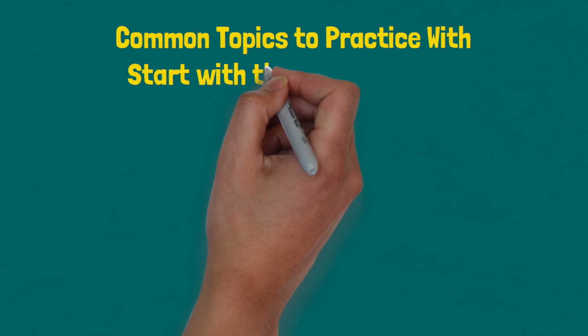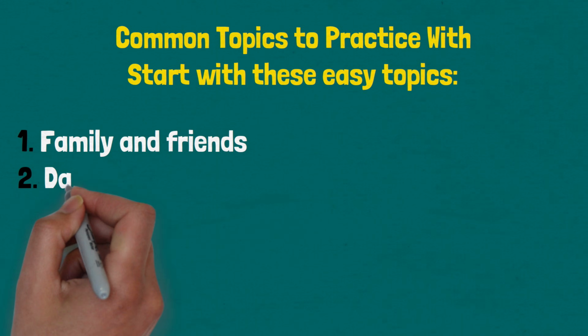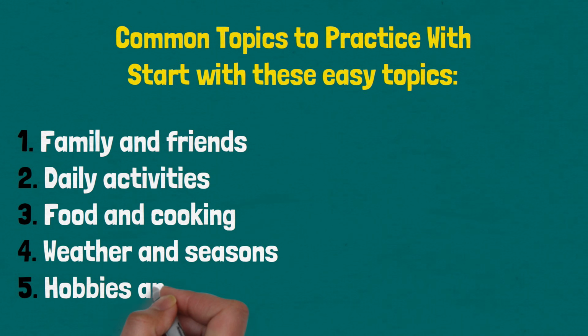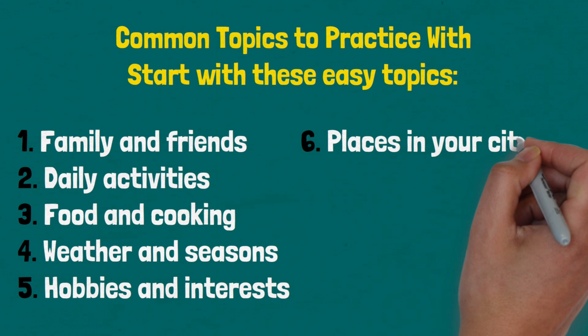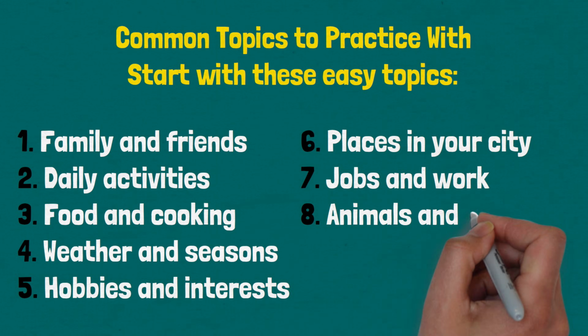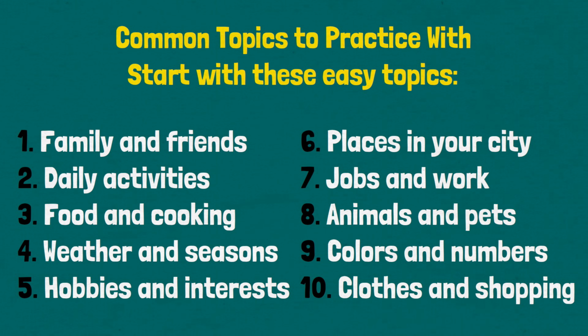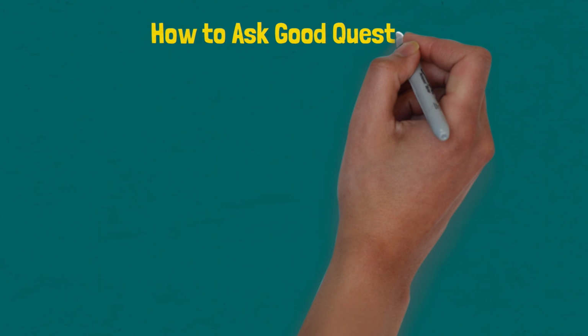Common topics to practice with. Start with these easy topics. Family and friends, daily activities, food and cooking, weather and seasons, hobbies and interests, places in your city, jobs and work, animals and pets, colors and numbers, clothes and shopping.